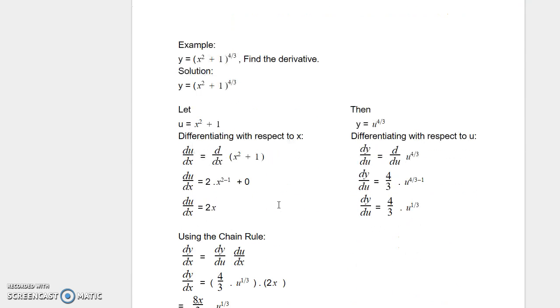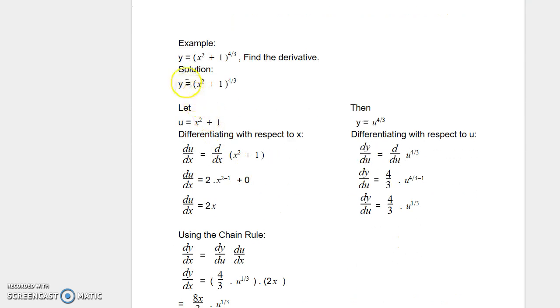Let's look at another example. Let's say this time we have a function y equals (x squared plus 1), the whole thing raised to the power of 4 over 3. We want to find the derivative of this complex function, and we want to use the chain rule whenever we have situations of this kind.